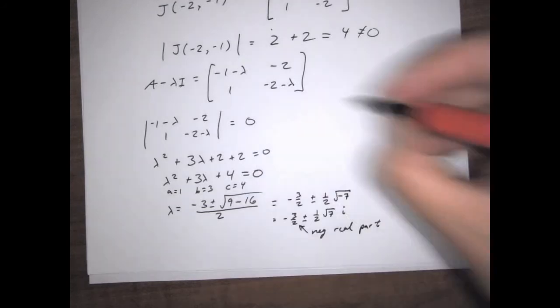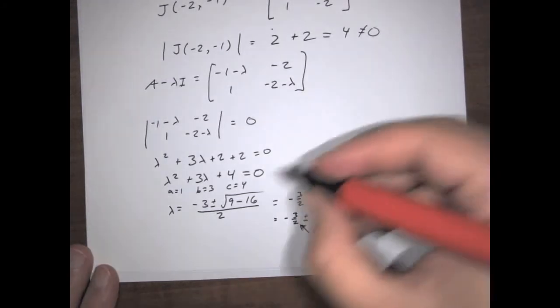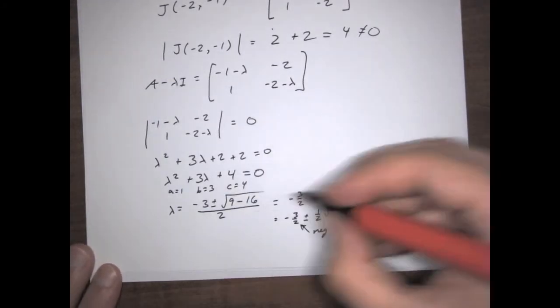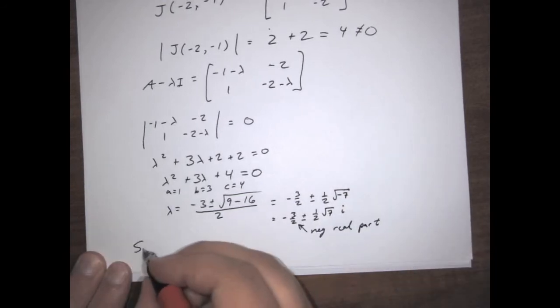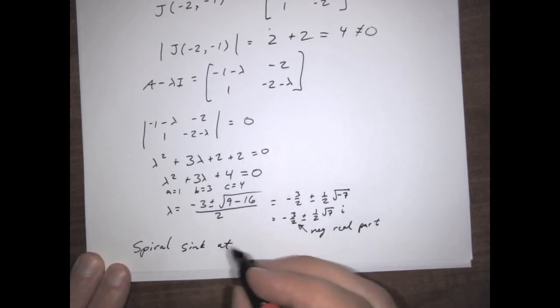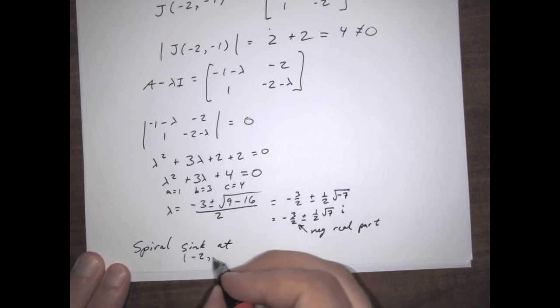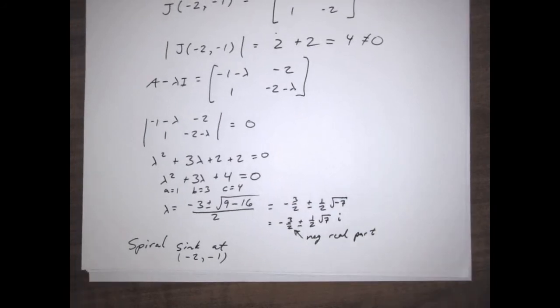So the complex solutions mean we have something circular-ish, but if the real part is positive, that would have meant a spiral outward. If the real part is negative, that means a spiral inward. So we've got a spiral sink. And that was at negative 2, negative 1. Alright, so that's what these things will all end up looking like. But let's take a look at each of them in turn on Bluffton and see how they look.